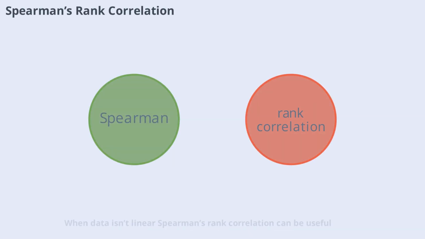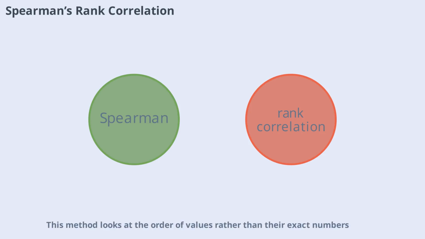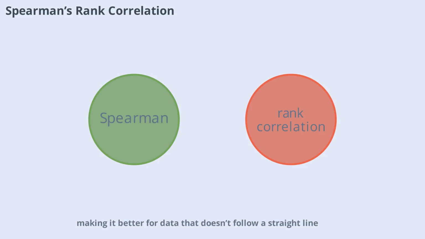When data isn't linear, Spearman's rank correlation can be useful. This method looks at the order of values rather than their exact numbers, making it better for data that doesn't follow a straight line. It's another tool in your kit for understanding complex relationships in data.